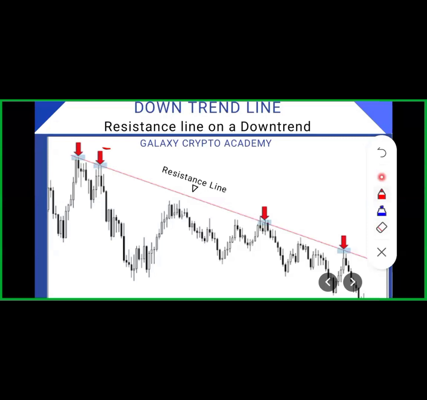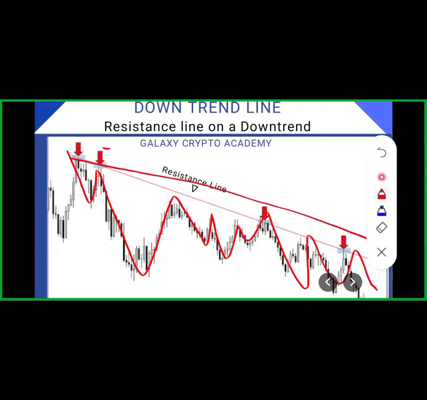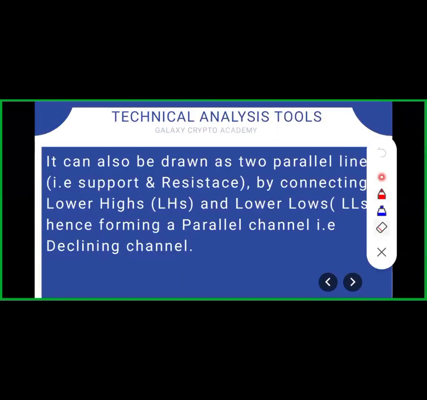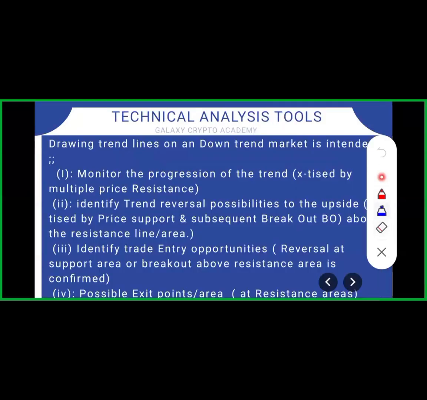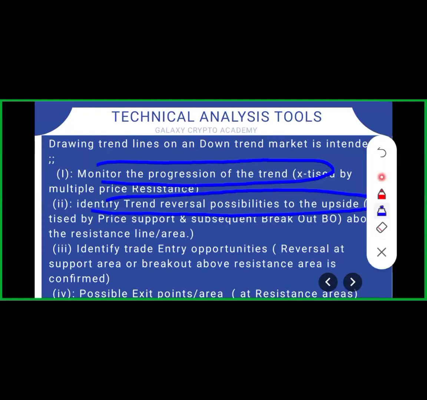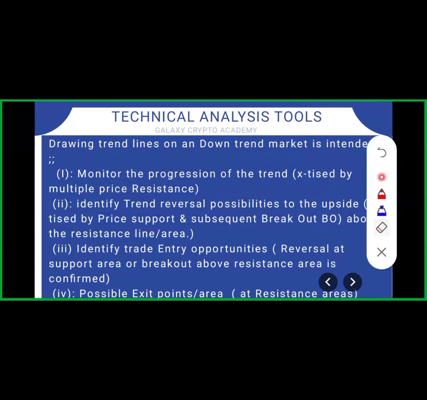So you want to monitor how price is behaving. Once it approaches, what happens? That means this is a very serious line that is rejecting the price from continuing to rise. You get that? So it is key. And when you go to the chart, what is the essence? Of course, you can draw it as both support and resistance lines. But the essence is, one, to monitor how far the trend is going to continue down, the progression of the downtrend. Two, you want to identify a reversal opportunity to the upside, a possibility of the price going up.